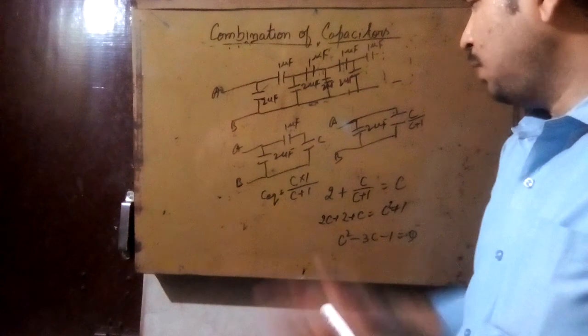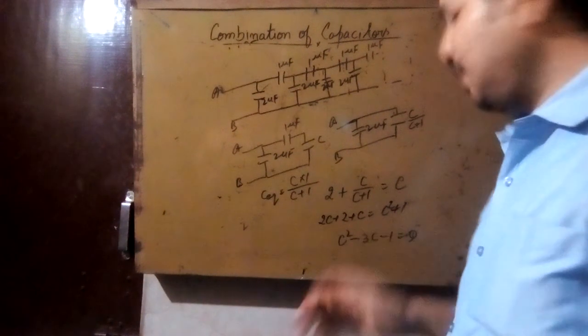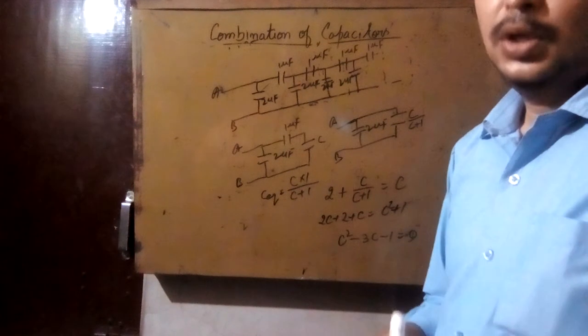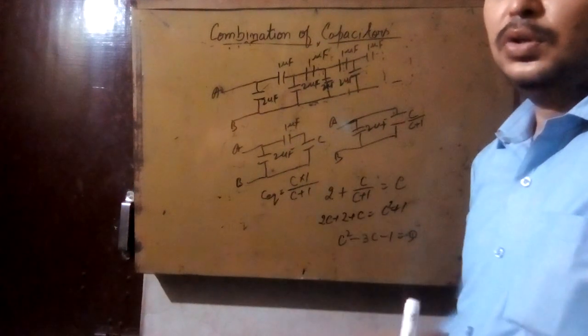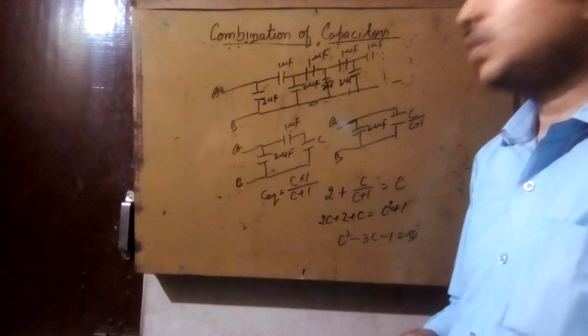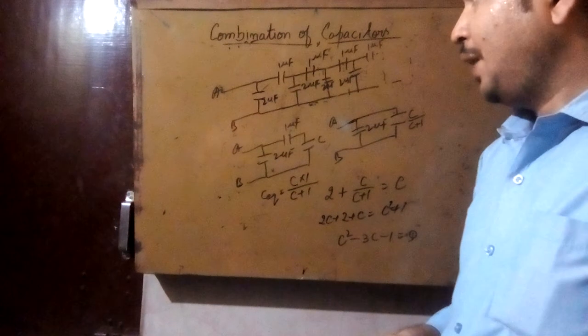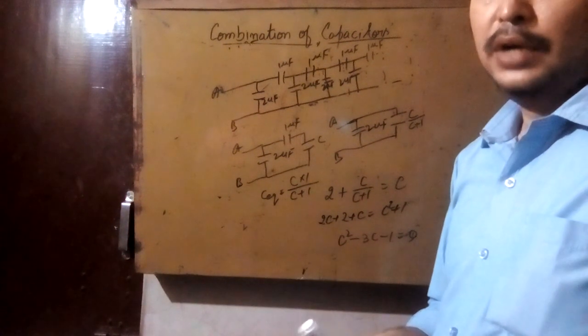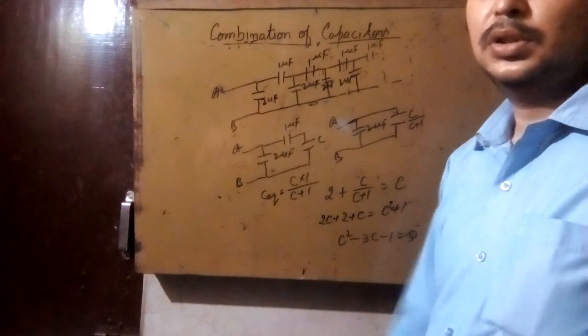I have put the value myself, so it may be that you will not get the exact value of C. You will get some fractional value. But in the question the exact value will be given to you. You have to solve that one. So there are various questions, a lot of questions are there. You can solve, and if you have a problem, you can ask me. Thank you.